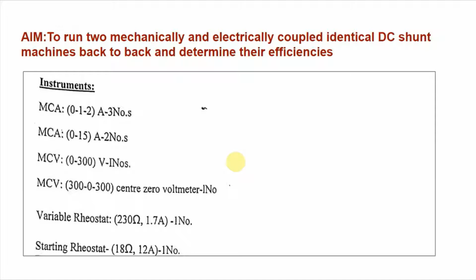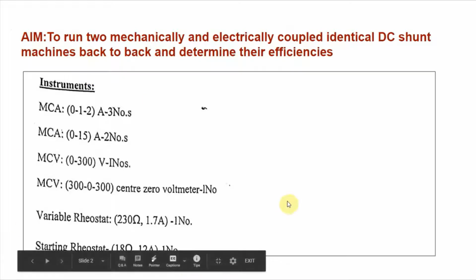There are different names for Hopkinson's test. One of the way we call it is regenerative method or back-to-back test. So the Hopkinson's test is a very useful method when it comes to calculating the efficiency of the DC machine. So the aim of the experiment is to run two mechanically and electrically coupled identical DC shunt machines back to back and determine their efficiencies. So these are the apparatus required.